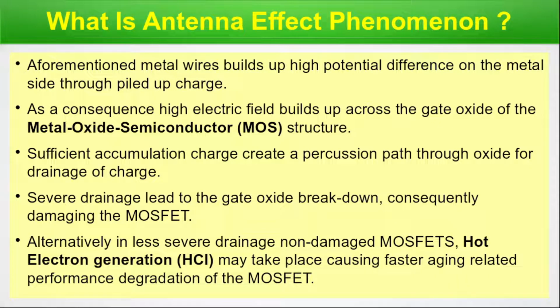Alternatively, in less severe drainage, non-damaged MOSFETs, hot carrier generation, abbreviated as HCI, may take place, causing faster aging related to the performance degradation of the MOSFET. Yes, those MOSFETs which are not getting damaged during the fabrication process due to the antenna phenomenon, even here a percolation path may be existing there where low amount of charge is getting accumulated, and these are causing the hot electrons gathered in the oxide, causing the aging.